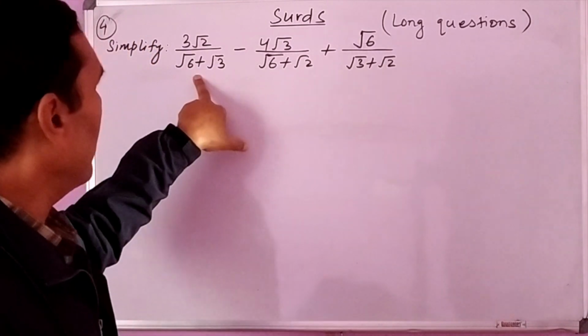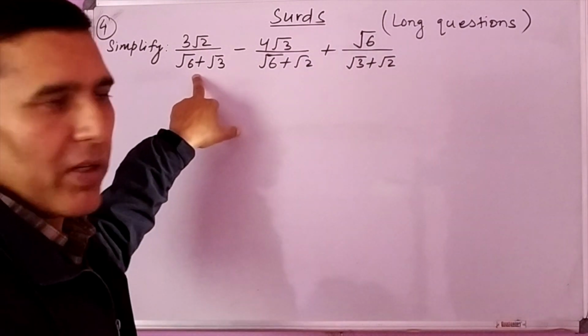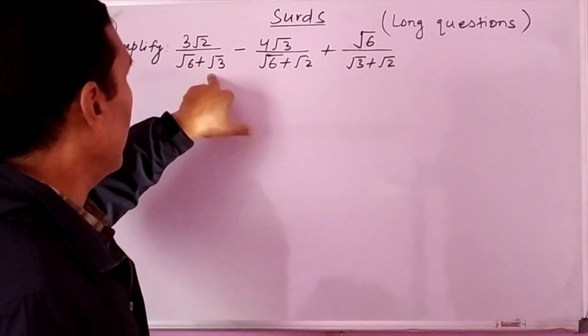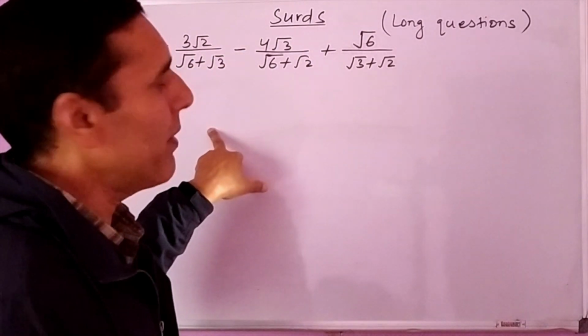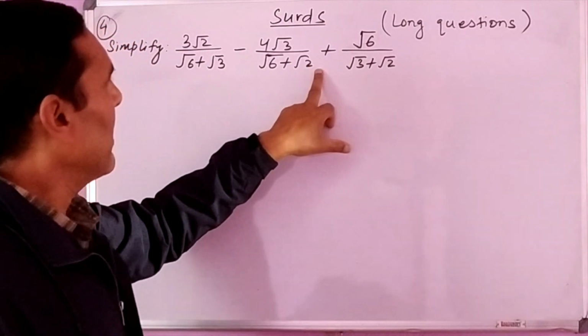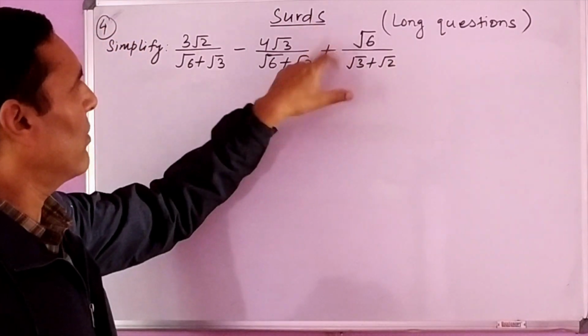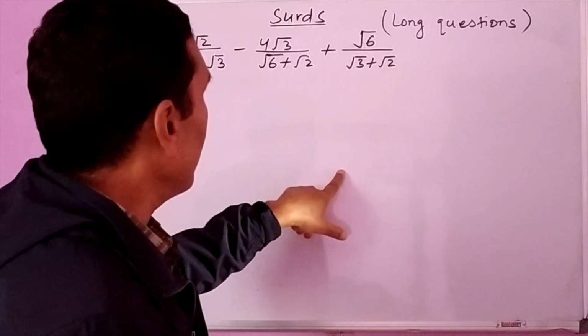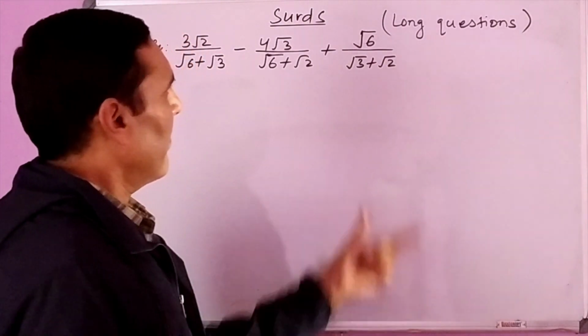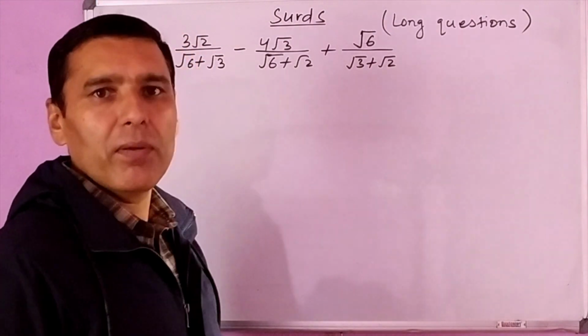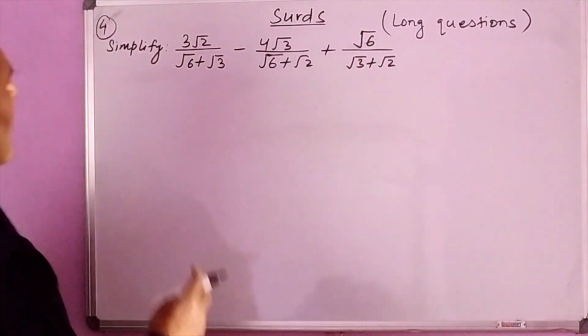Root 6 plus root 3 is the denominator of the first term. We multiply by its conjugate, in both the numerator and denominator. Similarly, in the second term, we multiply with root 6 minus root 2, both in numerator and denominator. Similarly, in the third term, we multiply with root 3 minus root 2. So let's start.